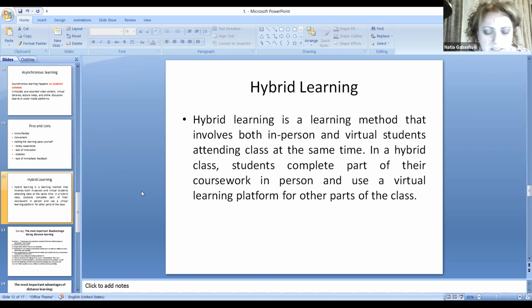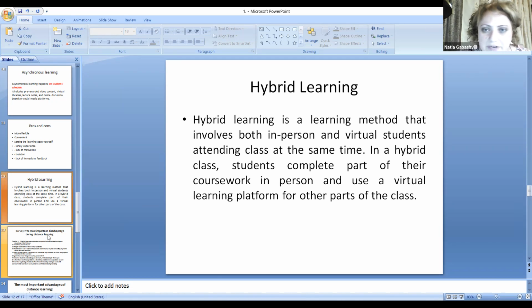The disadvantage of this form of organization can be that learning needs a good technological setup. For some students, taking a hybrid class might require buying a new computer or upgrading their current technology.